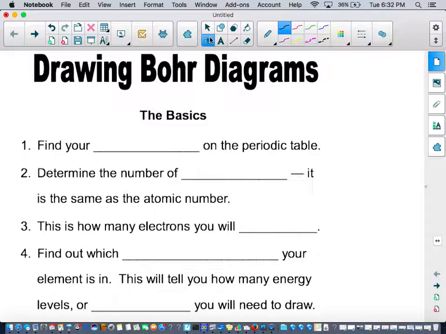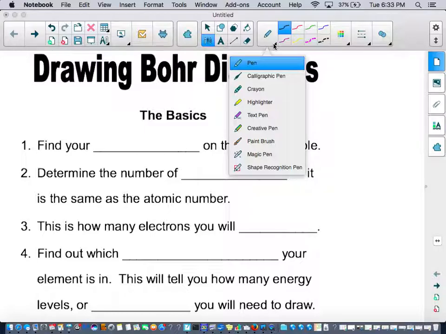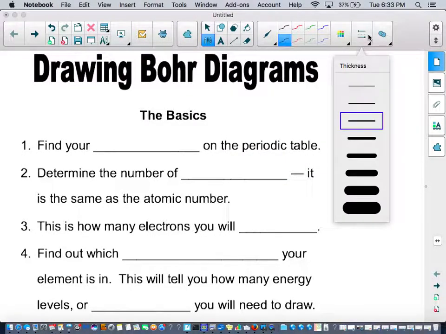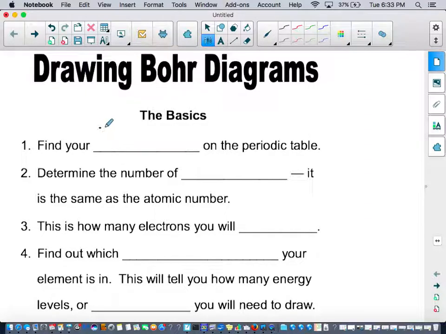Now, in class, we talked about the number of shells, the number of valence electrons. Okay, so let's just look at that a little bit real quickly. The first thing that we need to do when we are going to be actually drawing these Bohr diagrams is find the element on the periodic table. Make sure your periodic table is handy and you're able to do that.